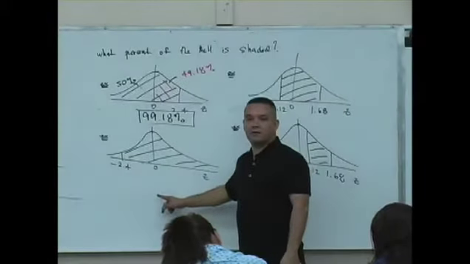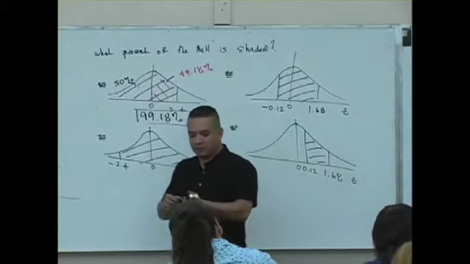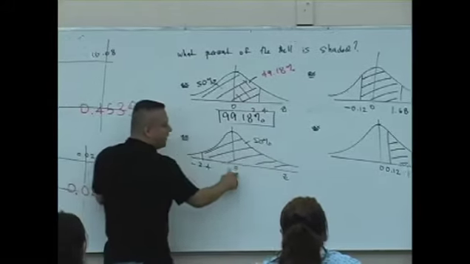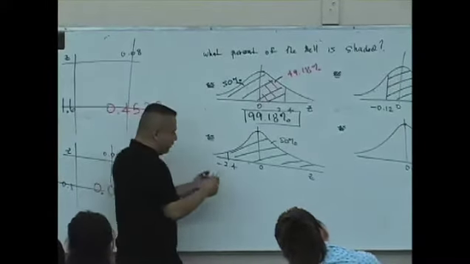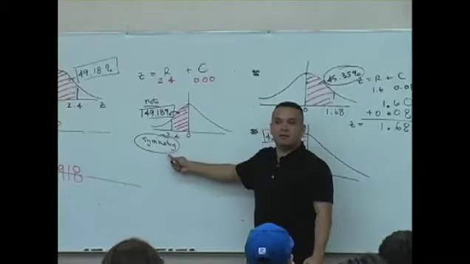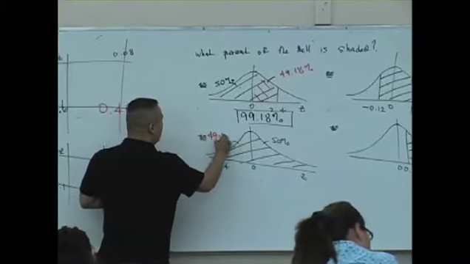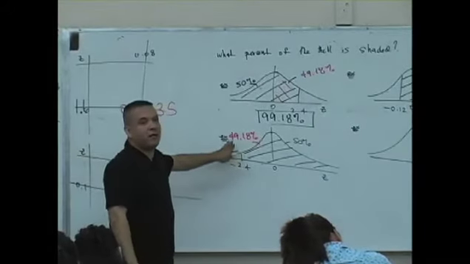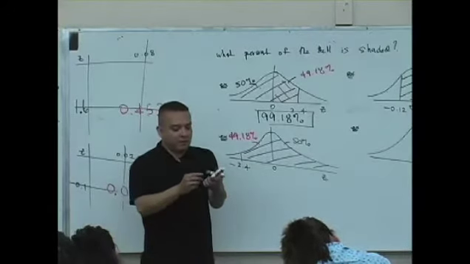Now go to the next one. What percent of the bell is shaded here? Let's see. How much is in your right pocket? The 50%? How much is in the left pocket? That's a negative 2.4. No, because of symmetry. This is also 49.18%. So here's the idea. If in your left pocket you have $49.18, in the right pocket is 50, how much money do you have together?